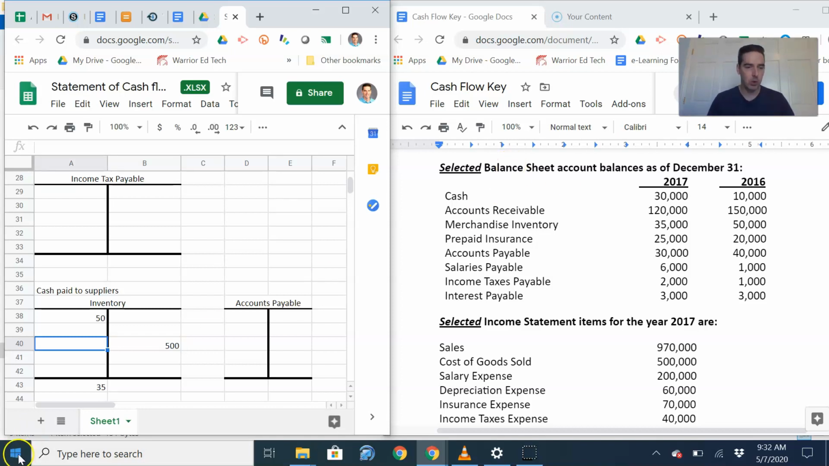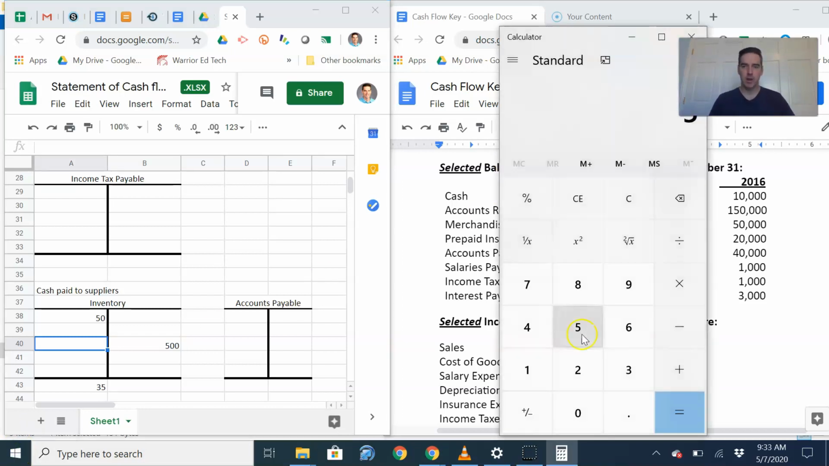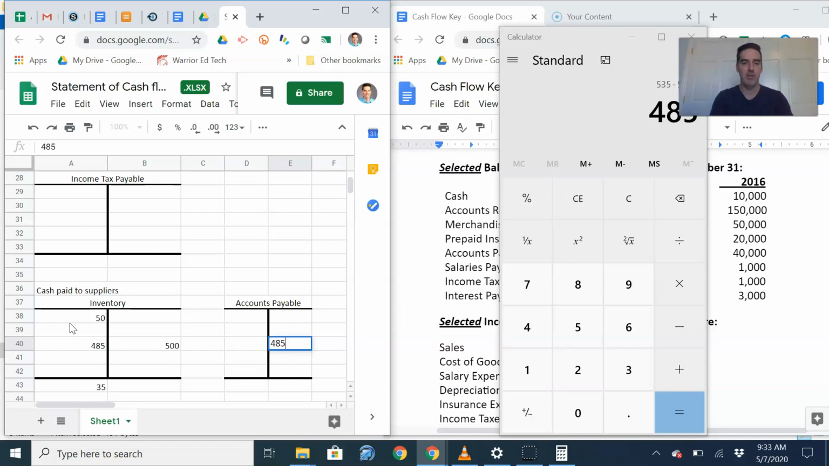So we're going to do a quick calculation. So we're going to take 535 and subtract our 50, and we get 485. So the purchase amount comes out to 485 here. So we're going to dump in the 485. And remember, the purchases is going to make the liability go up. So 485 is going to be plugged in here.